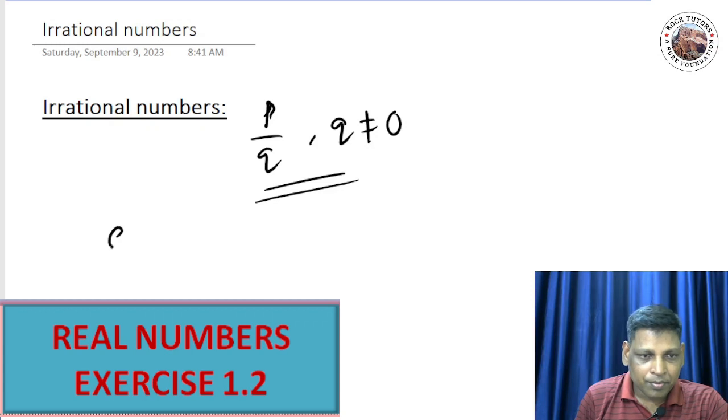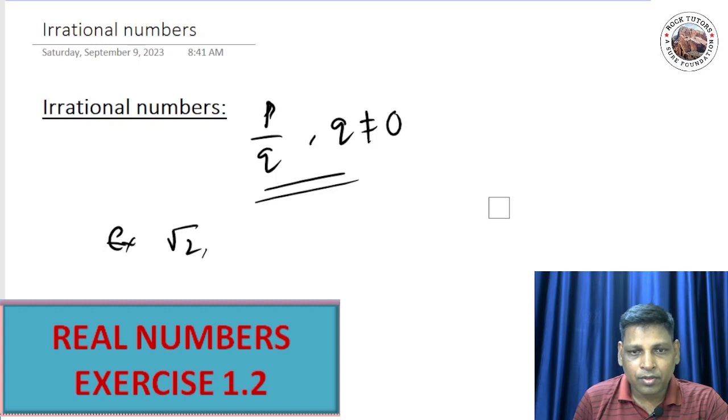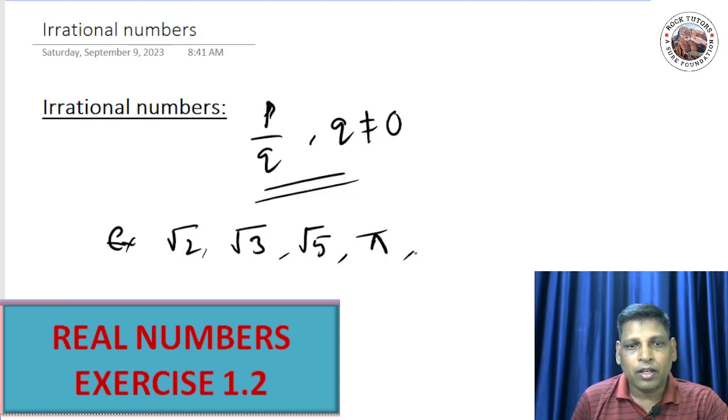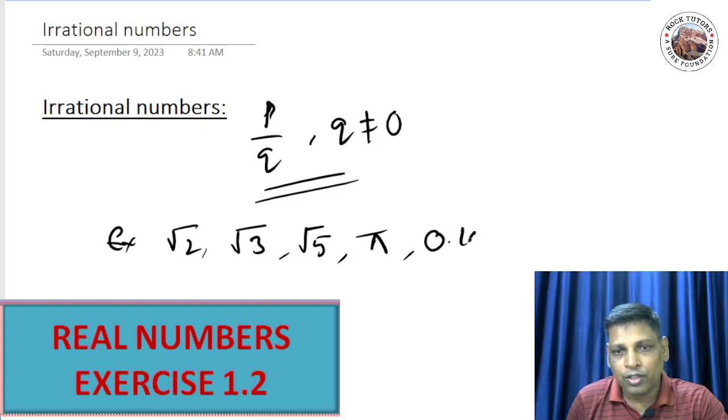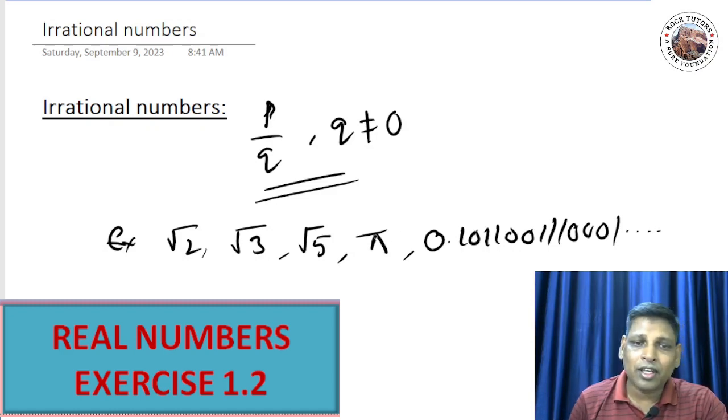For example, root 2, root 3, root 5, pi, and some decimals. These are non-terminating and non-repeating decimal expansions, like 0.10110011100011110, and so on. Like this it keeps going. So these are also called irrational numbers.